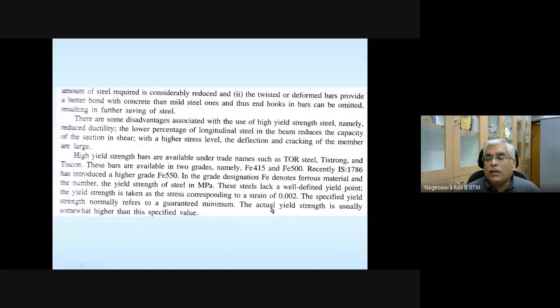So this completes the discussion about steel, and also we noted the stress strain curve for steel, design stress strain curve for steel, design stress strain for concrete, and now we are ready for the design. So any questions here? Any questions?